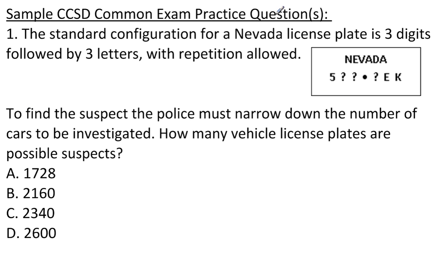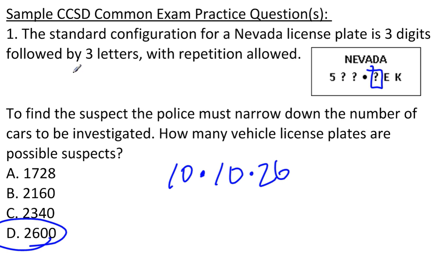Alright, and this is what one of your semester exam questions was. We've got 10 choices for a number times 10 choices for a number times our letter here, which is going to be 26. And guess what that is? 2600. And hey, we're done.